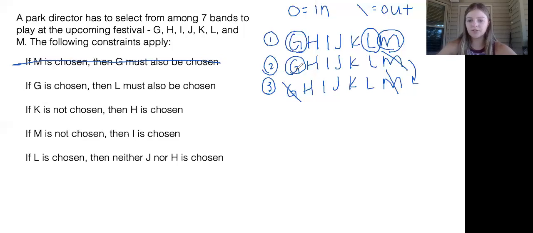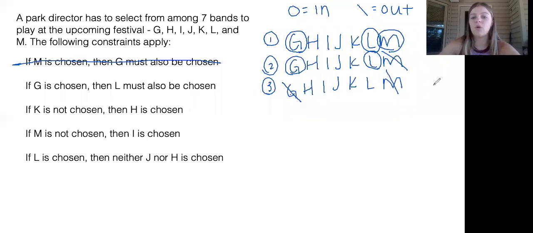So we have our G circled and our G slashed. Okay, well, the rule only applies when G is circled. So in world number 2, that happens. We know that G is circled. We know where G is at. So then that means that we can apply the rule, which says that L must also be chosen. So we're going to circle L.